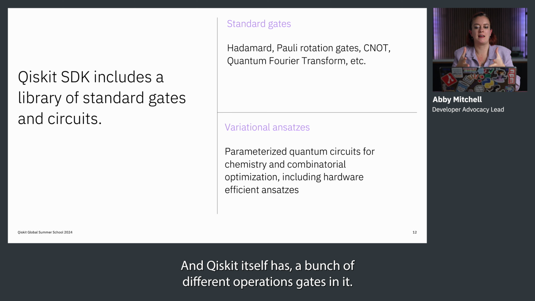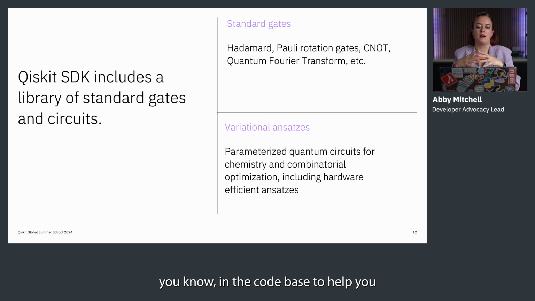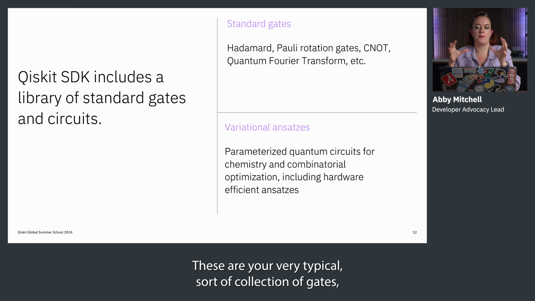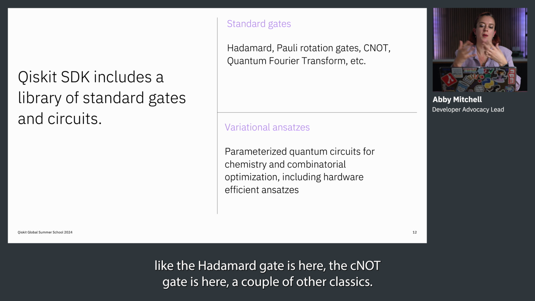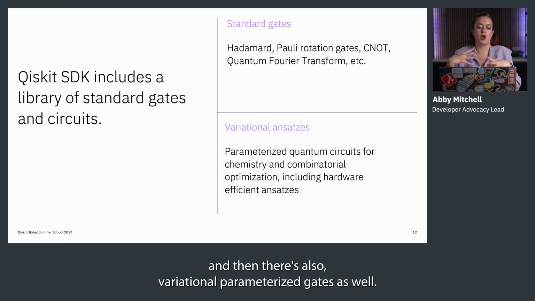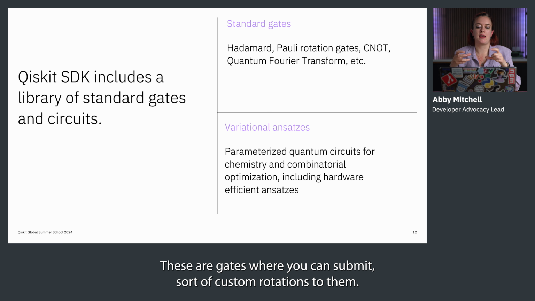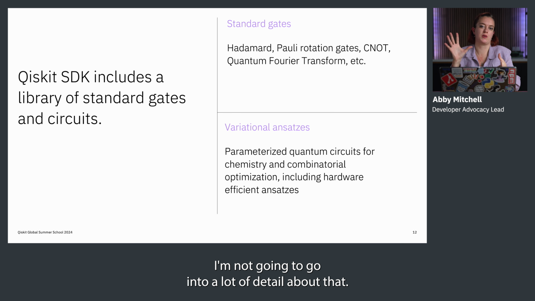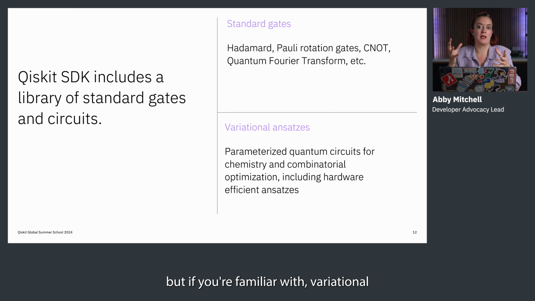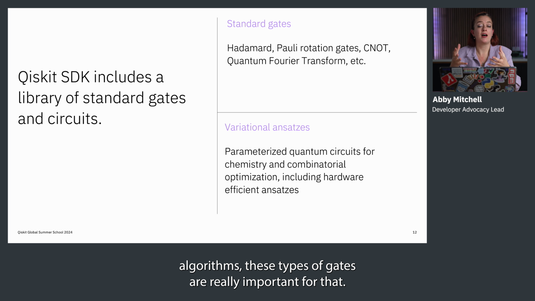And Qiskit itself has a bunch of different operations and gates in its code base to help you with this. We have what's called standard gates. These are your very typical collection of gates, like the Hadamard gate is here, the CX gate is here, a couple of other classics. And then there's also variational parameterized gates as well. These are gates where you can submit custom rotations to them. I'm not going to go into a lot of detail about that, but if you're familiar with variational algorithms, these types of gates are really important for that.